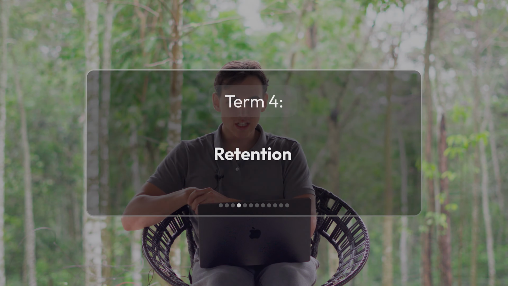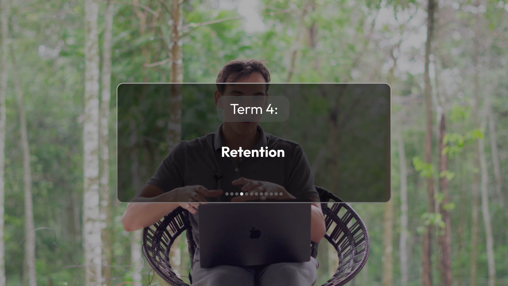Next, term number 4 is retention, which is how long a client stays a client for. So if you have, let's say, 10 clients and each client on average stays for 4 months as a client of your agency, then you have a retention of 4 months in your agency.